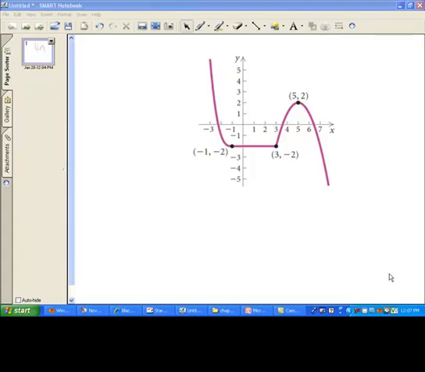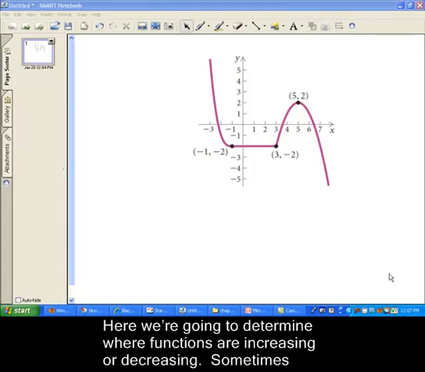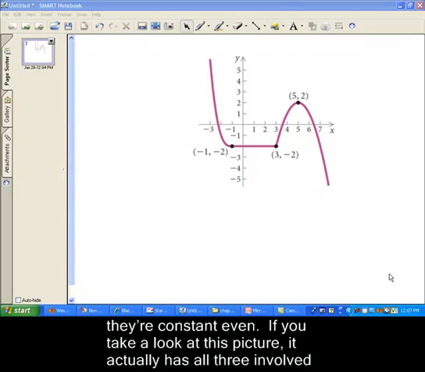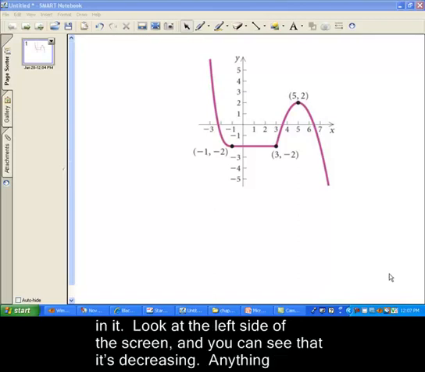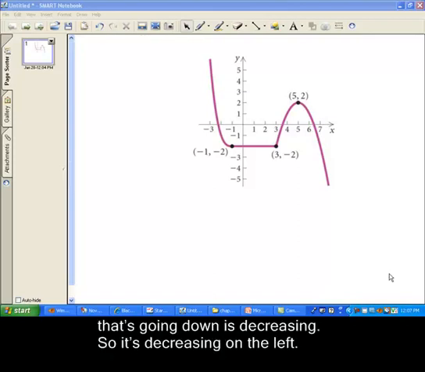Here we're going to determine where functions are increasing or decreasing. Sometimes they're constant even. If you take a look at this picture, this one actually has all three involved in it. If you look at the left side of the screen, you can see that it's decreasing. Anything that's going down is decreasing. So it's decreasing on the left.